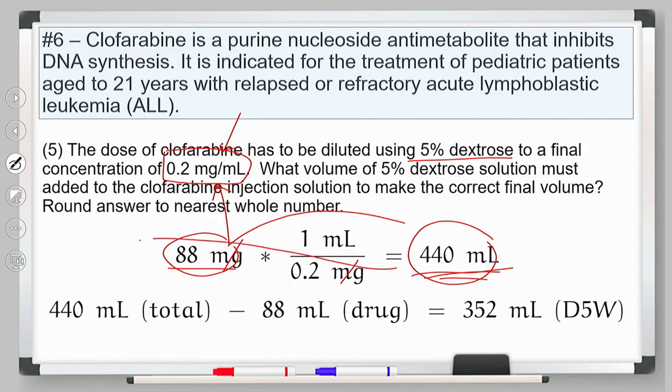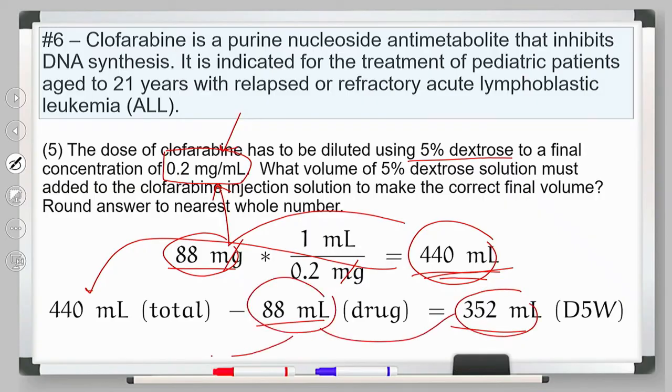So if that's my total, how much is coming from my drug that we just calculated? 88. So if I subtract 88 from my total, the amount of dextrose, the amount of diluent I need is 352 milliliters. That volume combined with this volume gives me that total volume. So this is the amount of dextrose that I need.